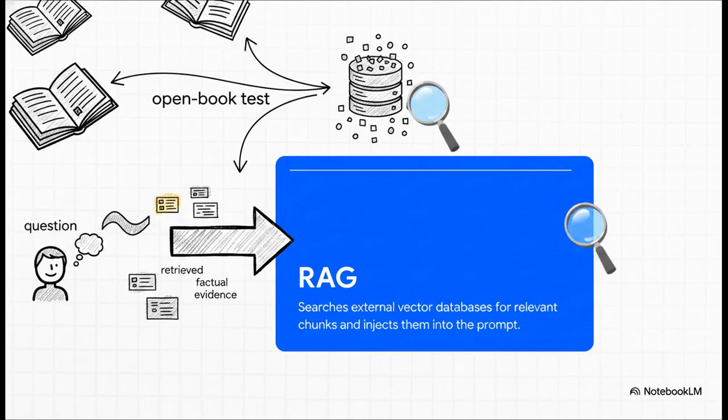Think of RAG like giving your model an open book test. Instead of relying solely on its pre-trained memory, RAG searches external vector databases for relevant document chunks and injects them right into the prompt. It grounds the model's answers in actual, retrieved, factual evidence.